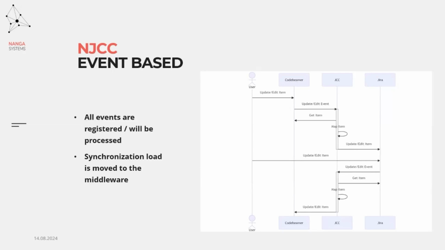And a big advantage of the event-based approach is also that the synchronization load is moved to the middleware. So your Codebeamer or Jira instances just send events, and the transformation and so on will be managed by the middleware. And yeah, this is good for scaling.